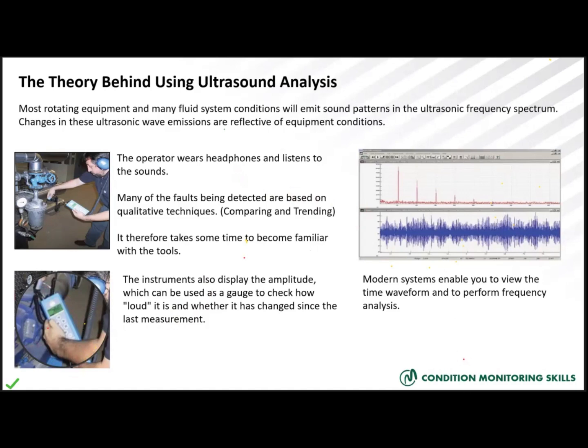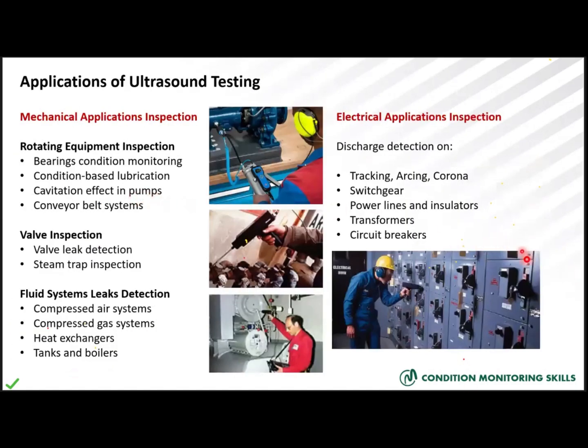Okay, so what are the different applications of ultrasound testing? There are a lot of applications. We can summarize those applications in mechanical applications and electrical application inspection. The mechanical application inspection could be divided into rotating equipment inspection, valves inspection, fluid system leaks detection, and so on. We can detect bearing condition using ultrasound, and use it for condition-based lubrication. The cavitation effect in pumps and conveyor belt systems could all be detected using ultrasound.